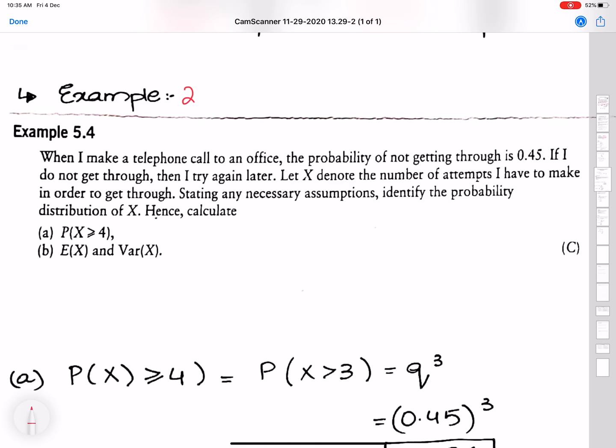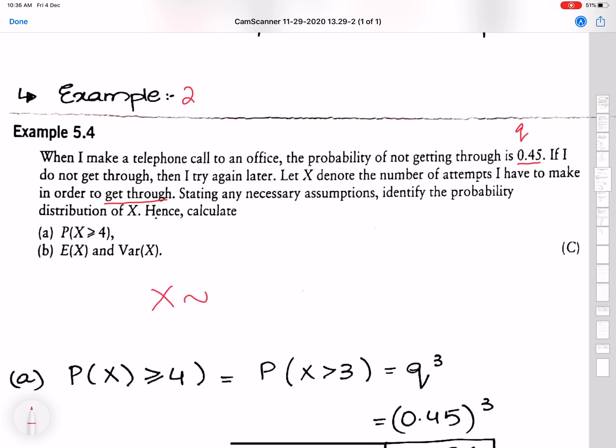When I make a telephone call to an office, the probability of not getting through is 0.45. This is Q. If I do not get through, then I try again later. Let X denote the number of attempts I have to make in order to get through. Stating any necessary assumptions, identify the probability distribution of x. So this is basically geometric model.